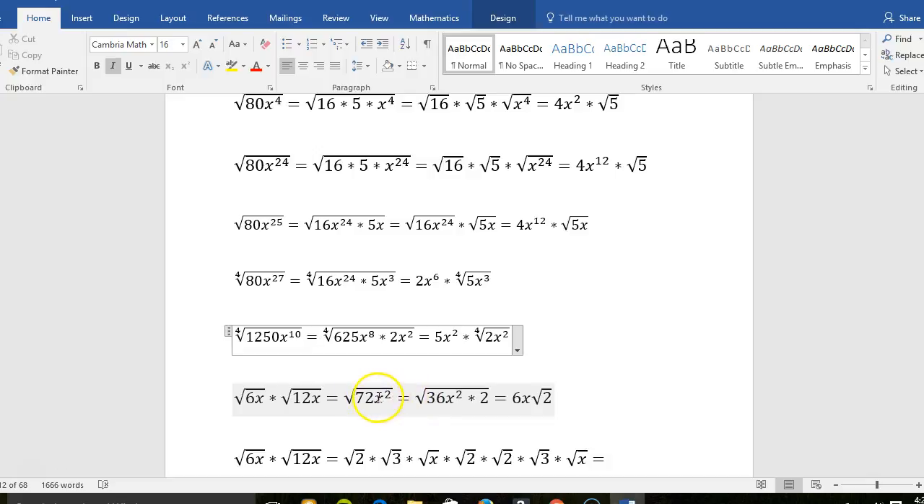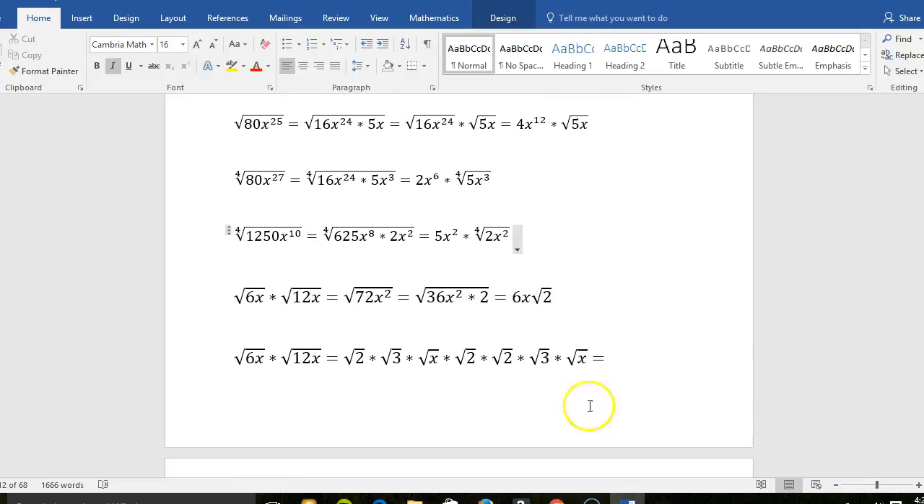Now I take a 2 out of 72x squared, and I get 36x squared times 2. The whole point is 36x squared is a perfect square. It comes out as 6x, and so I get 6x times the square root of 2. Again, all variables are positive, as always. So there's 6x radical 2.